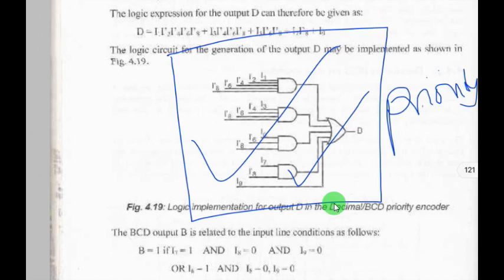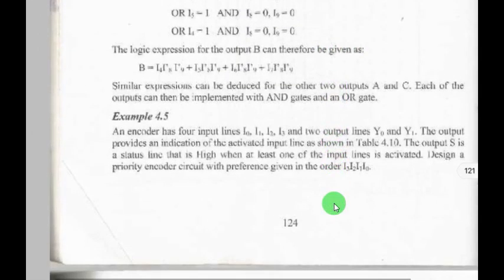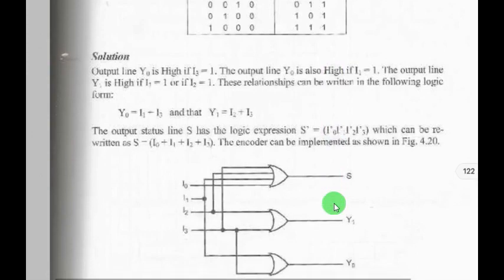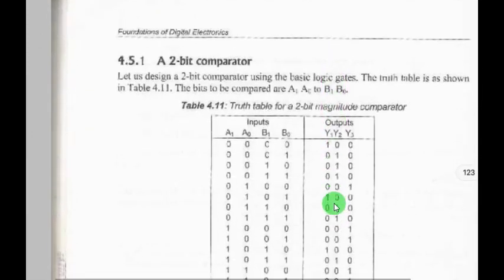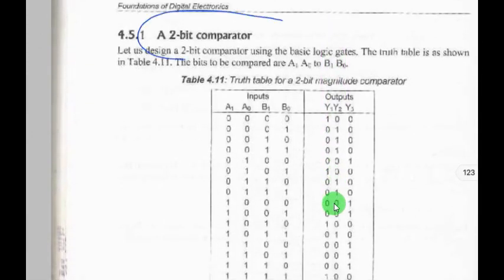Very good. We move on. So there's an example there, you can look at it. That is not for us to do. We jump now to the 2-bit comparator.